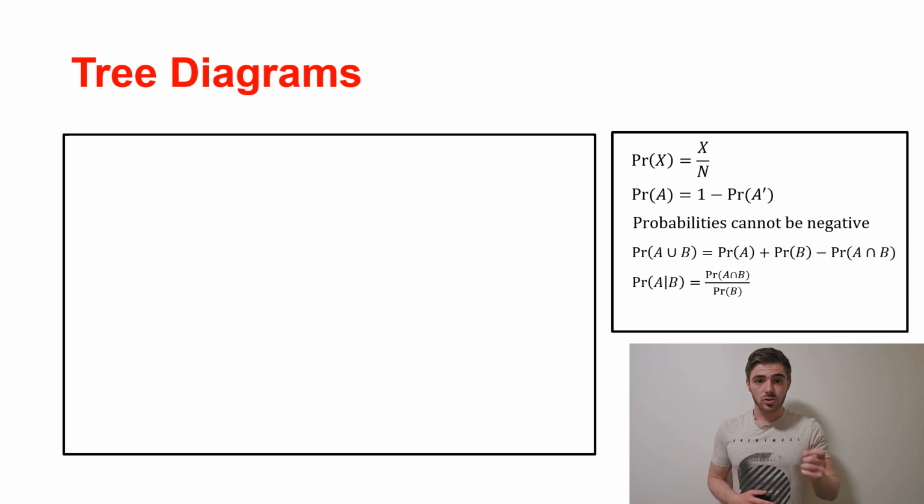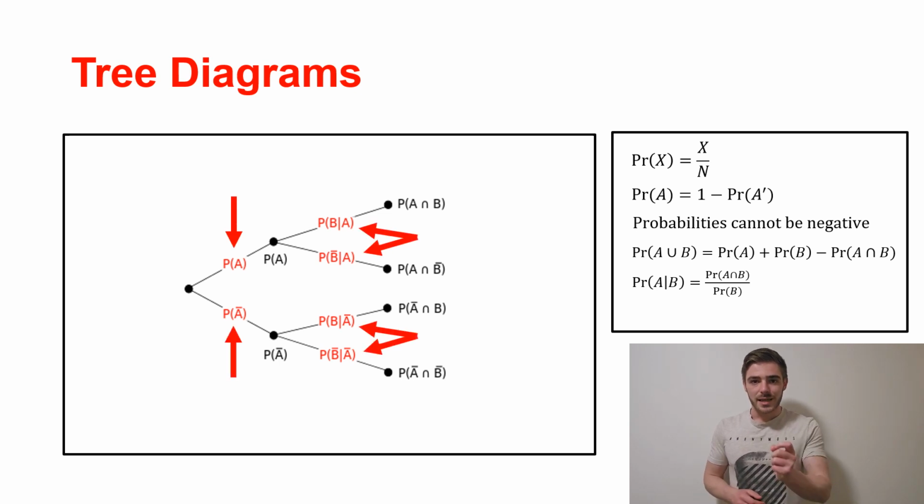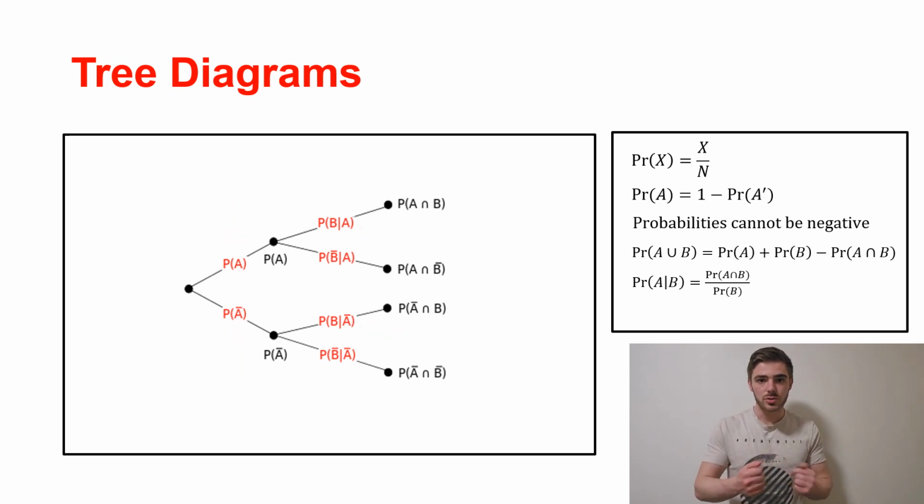Tree diagrams are a strong tool that we can use to solve conditional probability questions. So here's what they look like. Each of those branches represents a different choice or a different outcome. Each of those branches are labelled with the probability of taking that branch. Those probabilities are conditional probabilities. They're conditional based on the previous branch you took. That's how we get several branching paths.